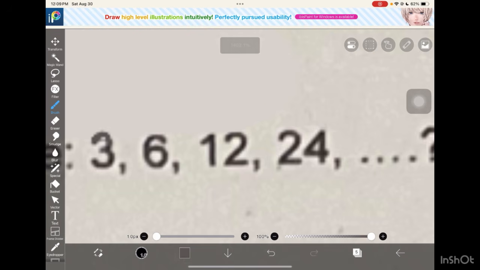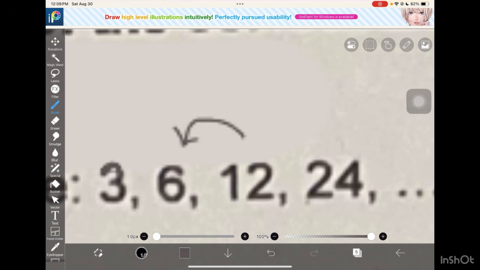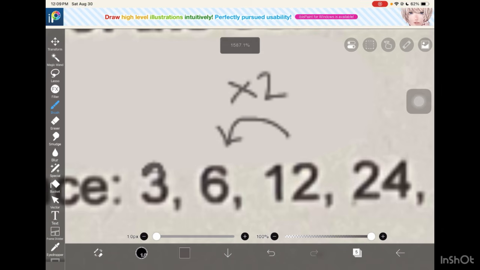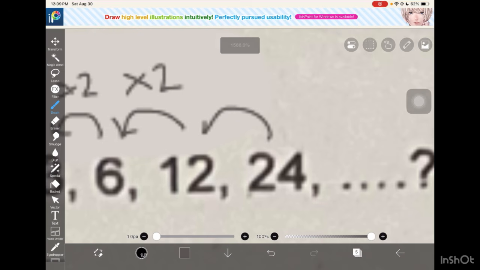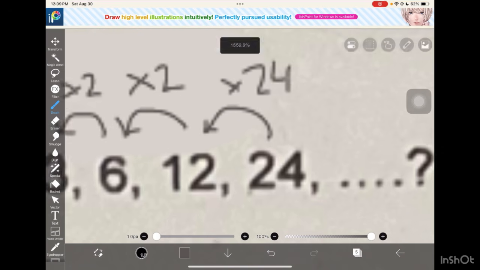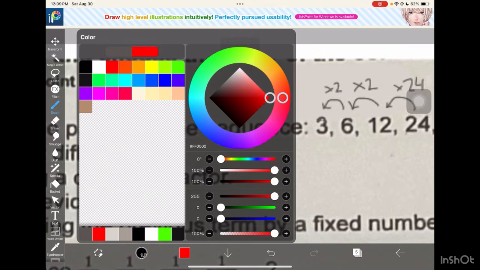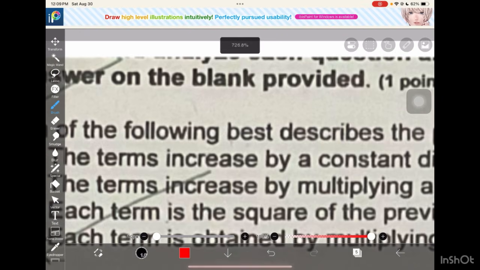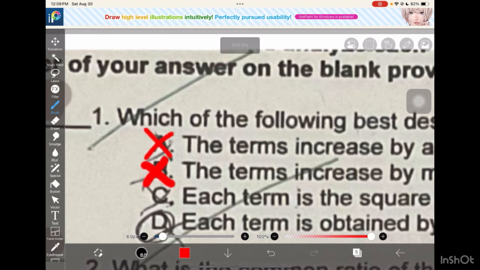So we're going to do changing factor. So 12 divided by 6, that's times 2, because 6 times 2 is 12. So 6 divided by 3 is also times 2. Same thing here. Which means this answer is also wrong. So letter B is also wrong.